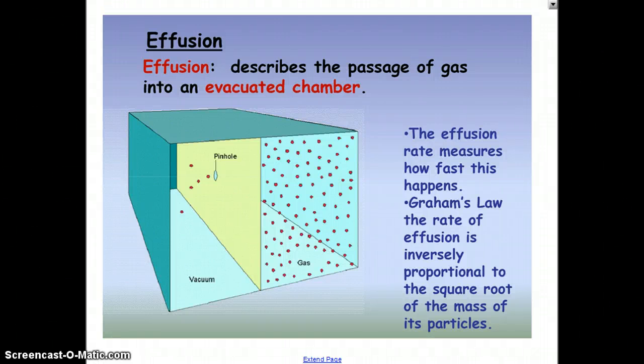In this podcast, we're going to talk about Graham's law. Specifically, we're going to talk about effusion and diffusion. Effusion describes the passage of gas into an evacuated chamber. So basically, we have a chamber or a vacuum that has no gas particles in it whatsoever, and then we have a small hole, and we measure how fast the gas is able to move into this chamber that has no molecules in it.